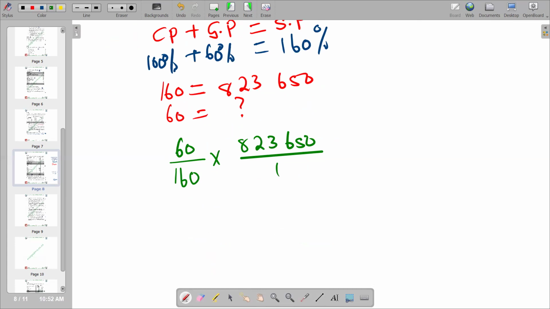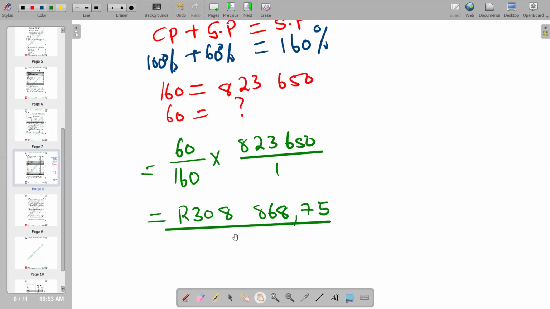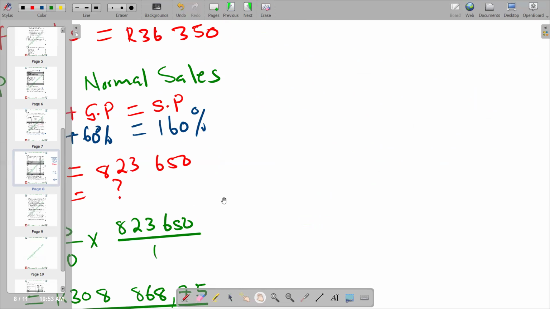We see that you are going to get your figure to the nearest two decimal places is 308,868 rands 75 cents. So this is going to be your gross profit on normal sales, whereby it's 308,868 rands 75 cents. So from that now, we can calculate the gross profit on staff sales.